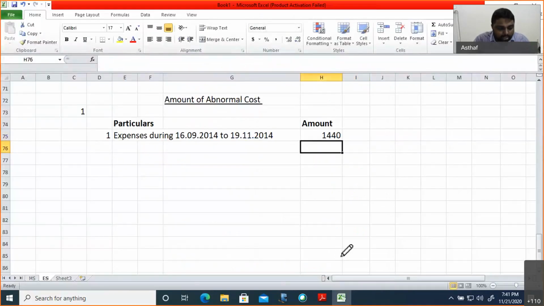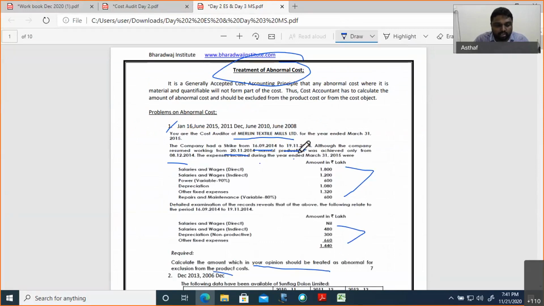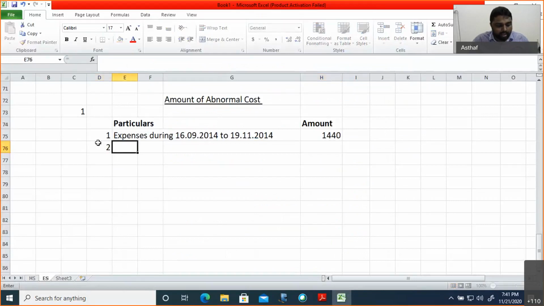Now the main point. See, if you look here, though 19/11 strike is over, the company came into normal operation only on 20/11/2014. So we have to take fixed cost during this also. Normal operation came only on 8/12/2014. So this we have to consider. So fixed cost during this period.